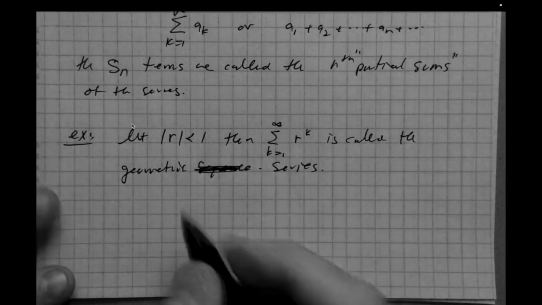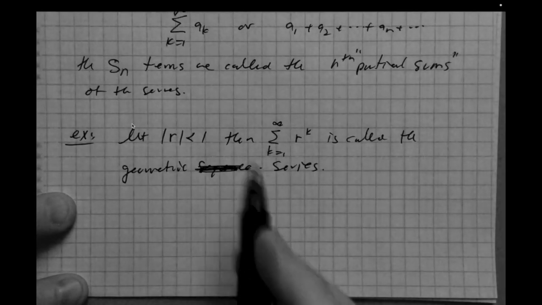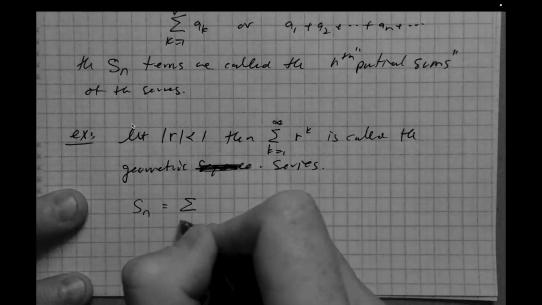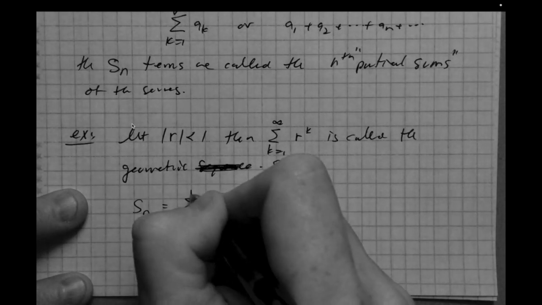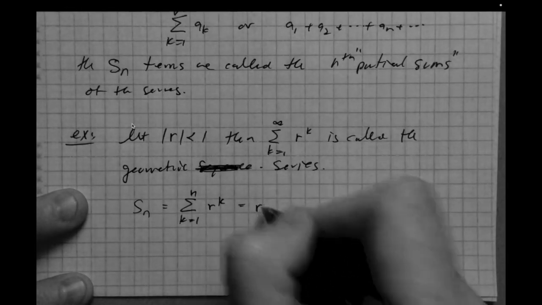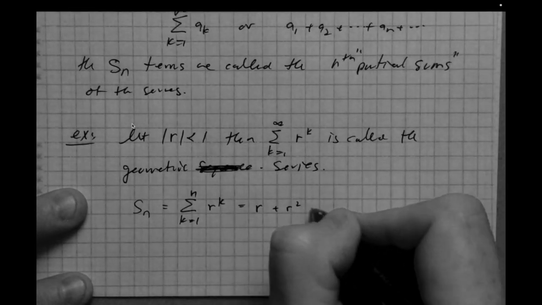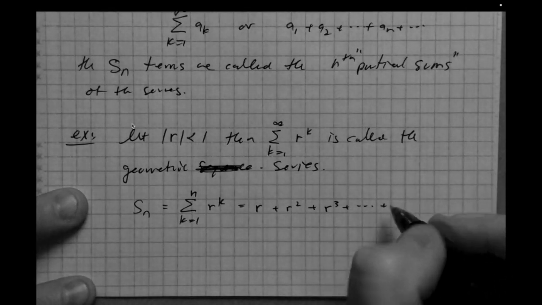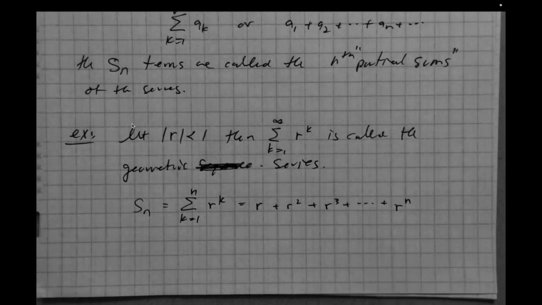Right, and so let's take an example of an nth partial sum. We'll say S of n. S of n is going to be equal to the sum from k equals 1 up to n of r to the k. So it's going to be r to the first power plus r squared plus r cubed plus so on, all the way up to r to the nth power.